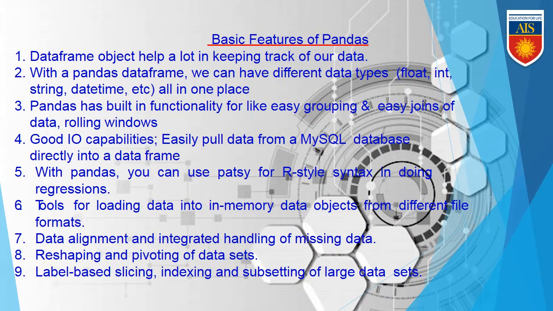Basic features of Pandas. The DataFrame object helps a lot in keeping track of our data. With a Pandas DataFrame, we can have different data types like float, int, string, date, time, etc. Pandas has built-in functionality for easy grouping and easy joining of data, and rolling windows. It has good input-output capabilities, so we can easily pull data from a MySQL database directly into a DataFrame. With Pandas you can easily use R-style syntax in doing regression, tools for loading data into in-memory data objects from different file formats, data alignment and integrated handling of missing data, reshaping and pivoting of datasets, label-based slicing, indexing and subsetting of large datasets.